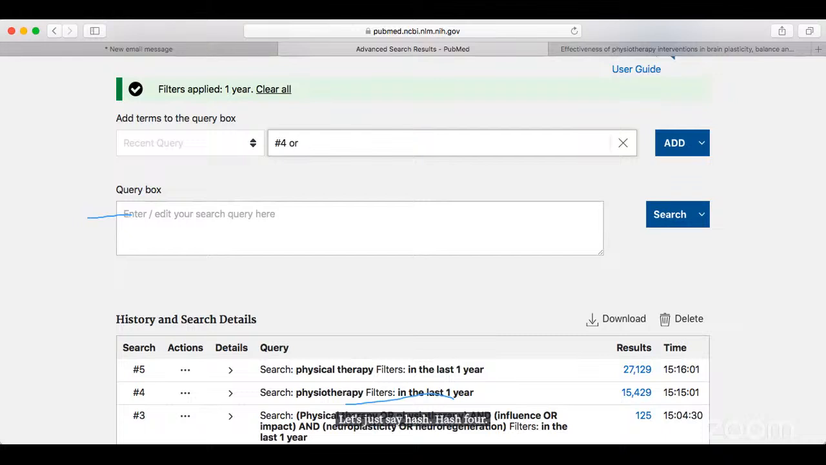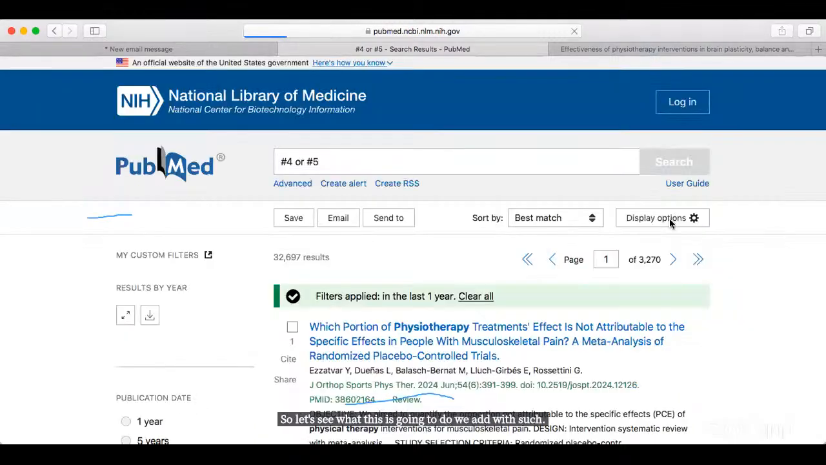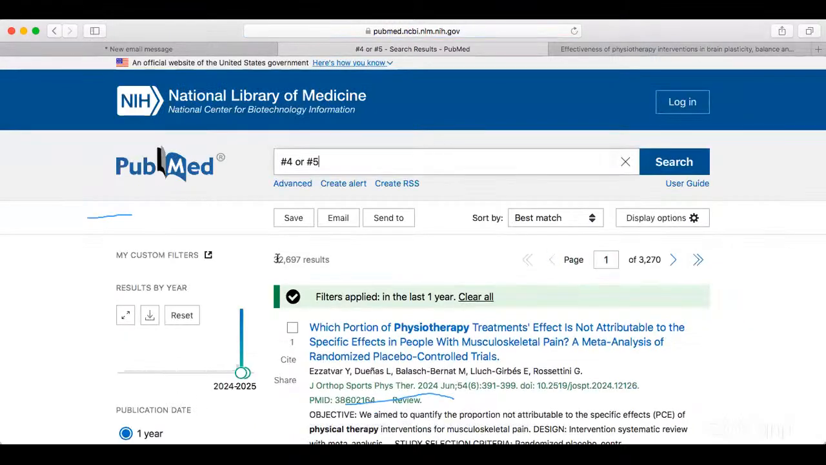O. I think we were using O for physiotherapy and physical therapy. So O #5. So let's see what this is going to do. We add, we search. So we're going to go get more because it's O.